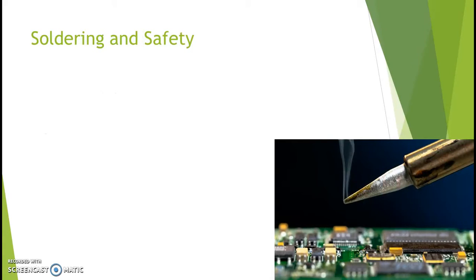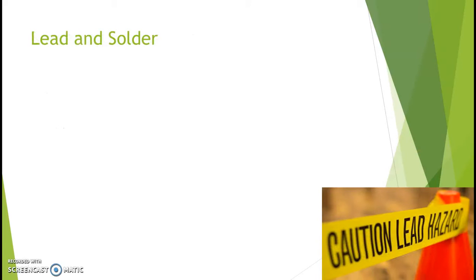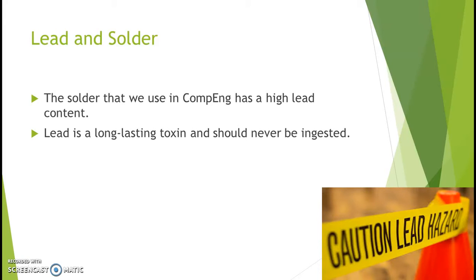All right. So one of the basic activities in the computer engineering lab is soldering. If we do it properly, it's a very safe activity. There are a few potential hazards associated with soldering, including the toxic solder itself, burns, electrocution, and splashes of molten metal. Now, the most obvious issue we have is that the solder we use in CompEng has a very high lead content. And lead is a long-lasting toxin and should never ever be put inside your body.